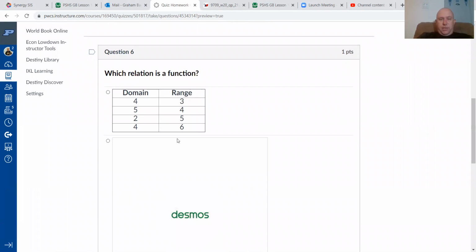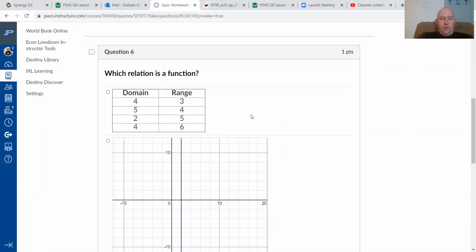Which one is a function? So we've got a few different ones on here. We have some that are pictures. We talked about in the last question, the vertical line is definitely not a function, so we know it's not that one. So just look at the different ways they represent it.